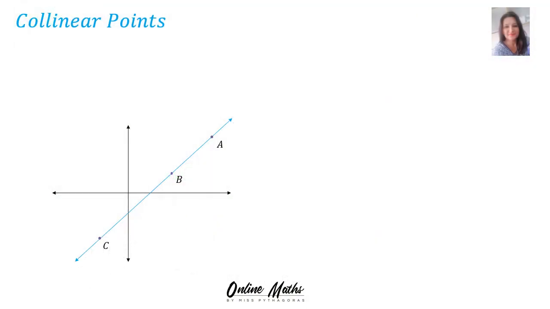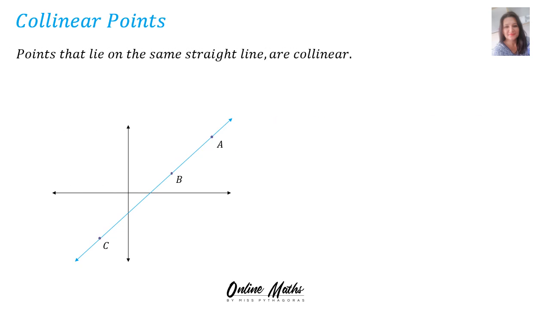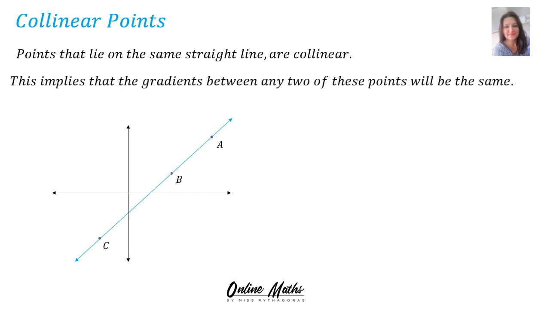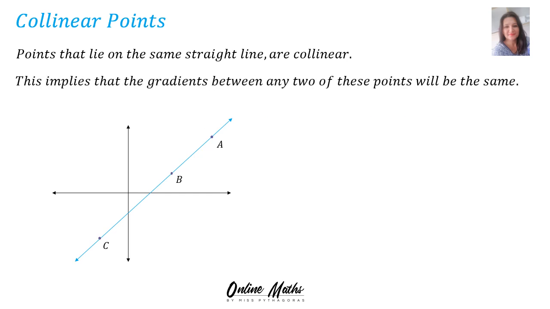What are collinear points? Points that lie on the same straight line are collinear. This implies that the gradients between any two of these points will be the same. So when you look at the sketch, you will see points A, B and C are collinear. They lie on the same straight line, and that means that the gradient between points A and B is equal to the gradient between points B and C.